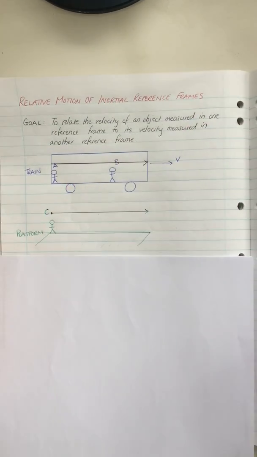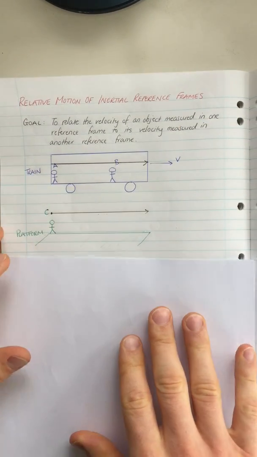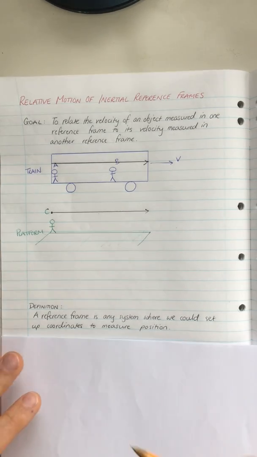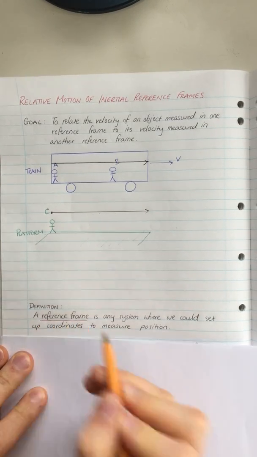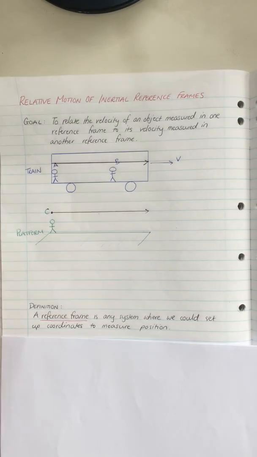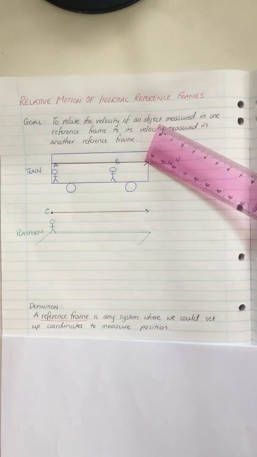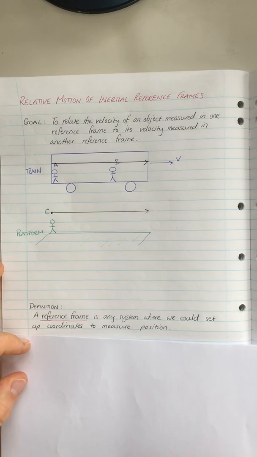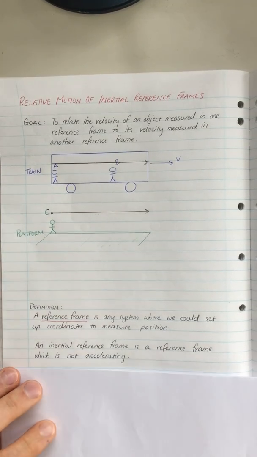Hopefully that's clear then. So then we need to make sure that we understand what a reference frame is. So moving on to that idea, we've got a definition here. So a reference frame is any system where we could set up coordinates to measure position. So that's exactly what we had here. So if we just imagine a tape measure or something like that, that we can use to measure the position of things. It's worth at this point just specifying as well then what an inertial reference frame is.